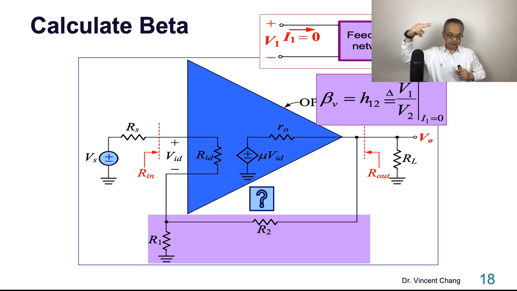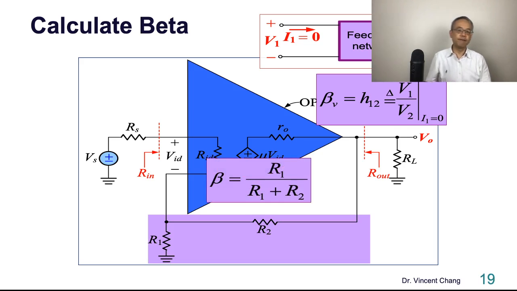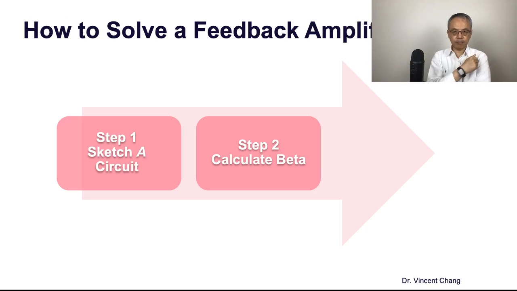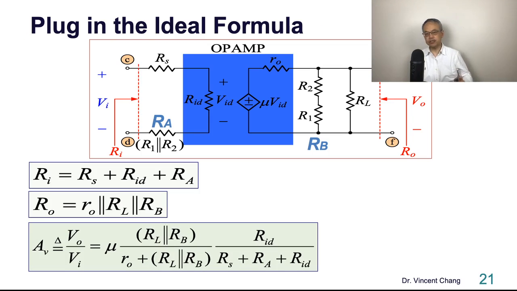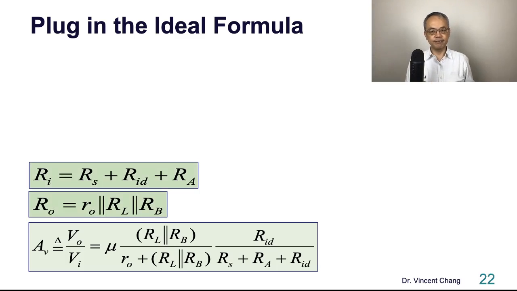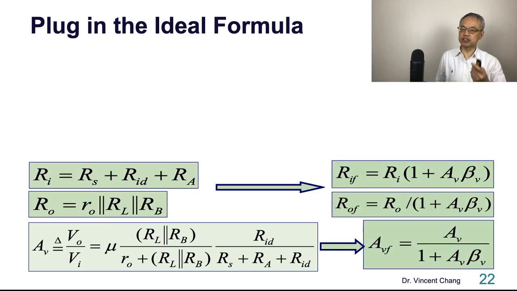When you cut the top line of R1, this is R2, this is R1, you set I1 to 0. That means these two resistors share the same current, so it's a voltage divider, V1 divided by V2: R1 divided by R1 plus R2. Once you get beta, then the final step, you can just plug in the ideal formula. Here's the outcome.